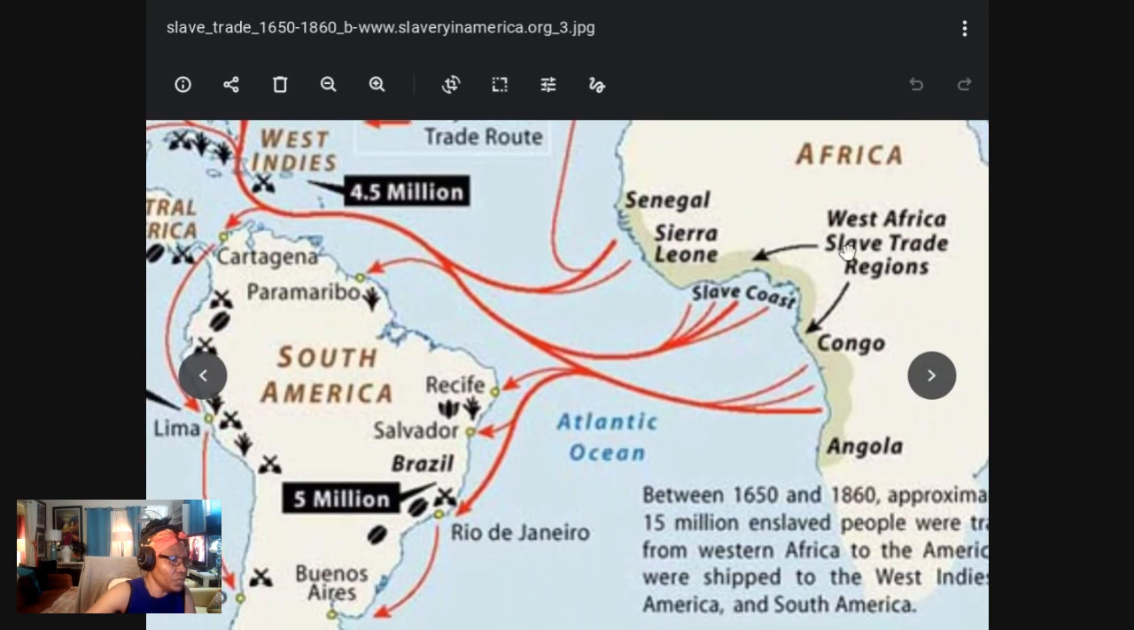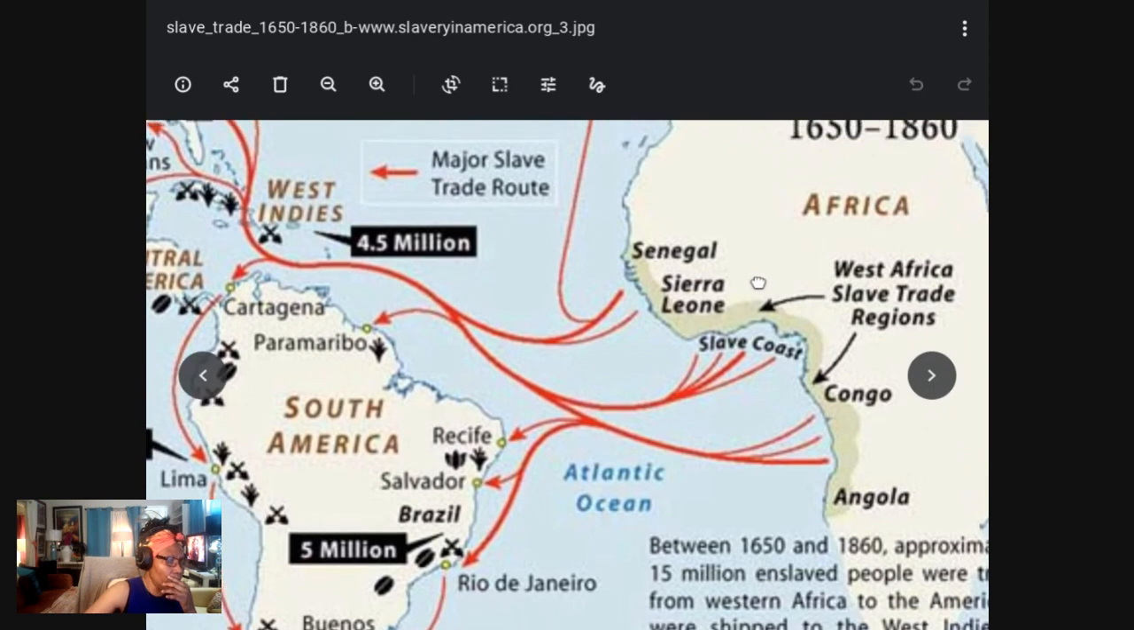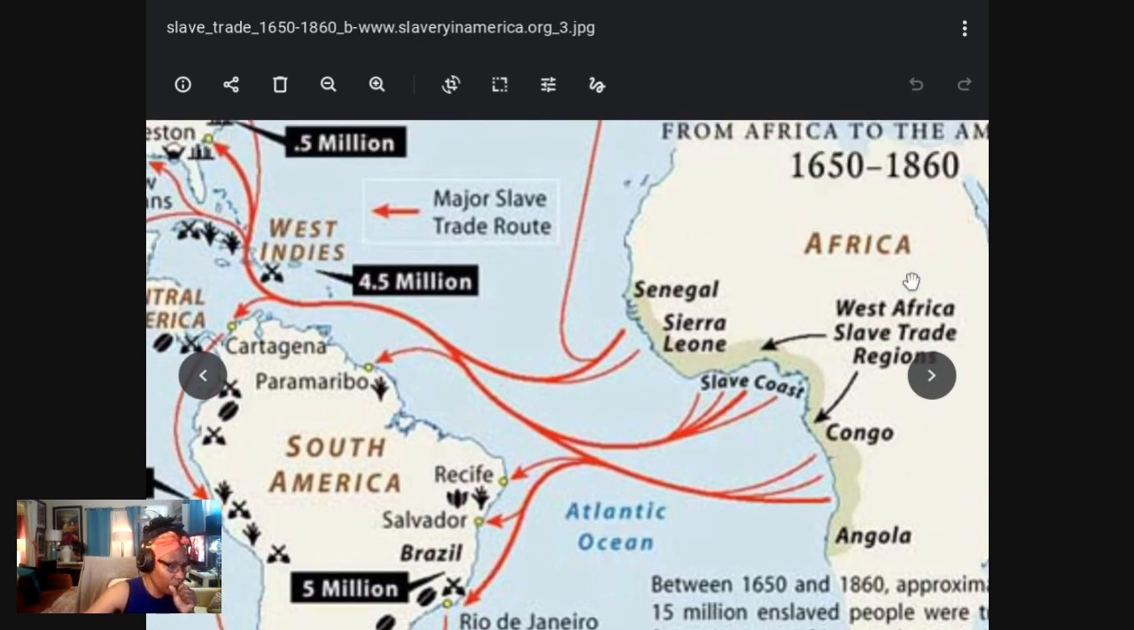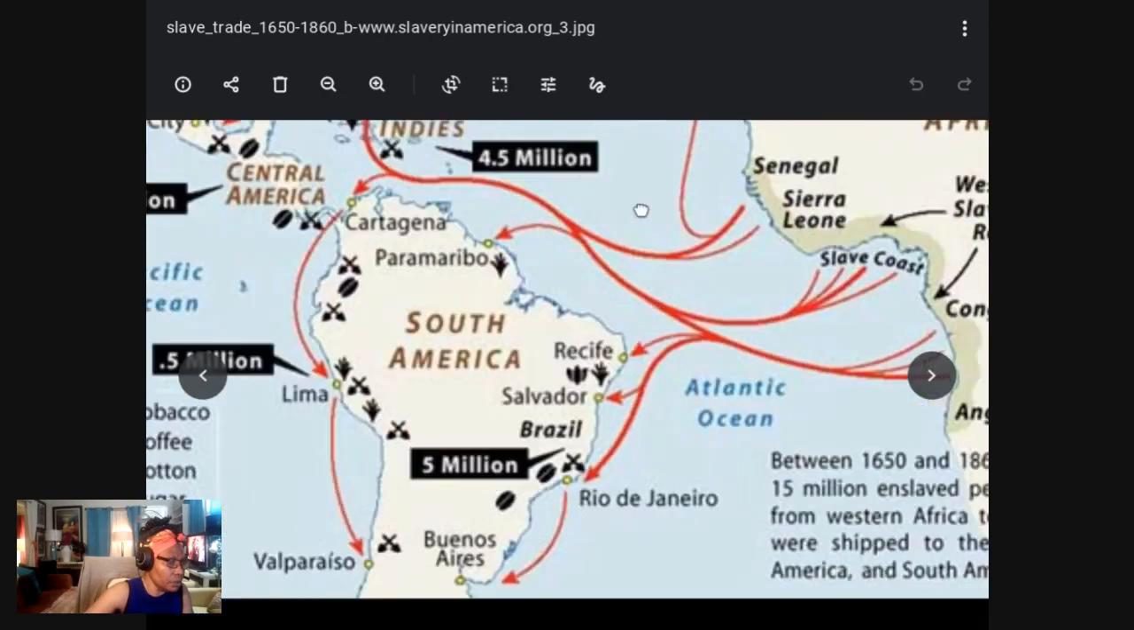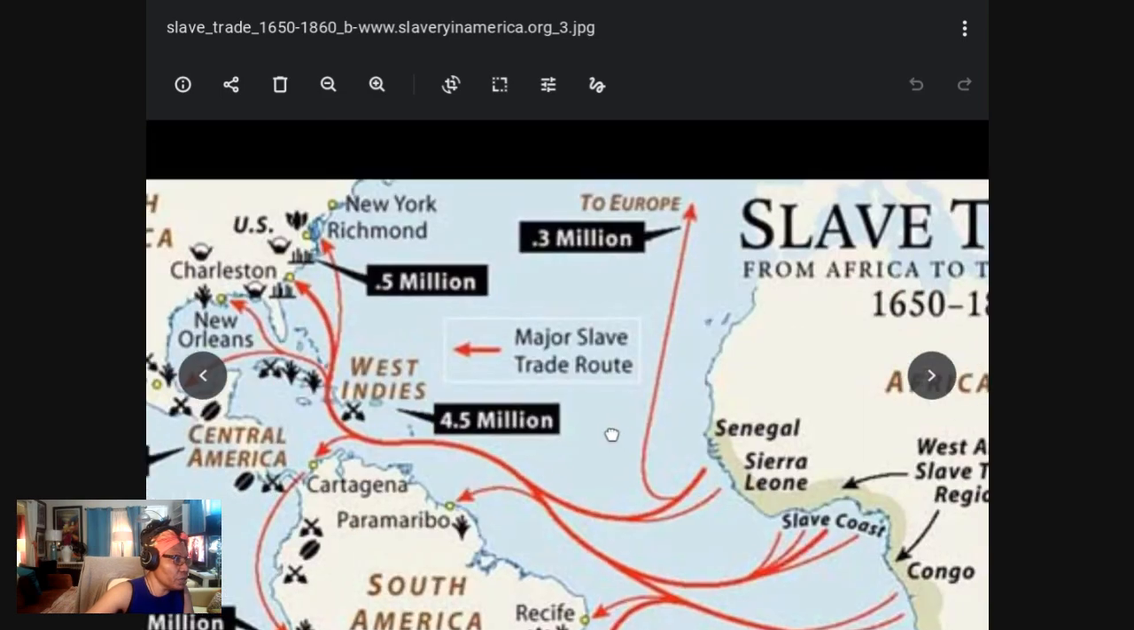Congo, West Africa slave trade region, say Congo. They took them to here, South America, Salvador, Brazil, 5 million. So all this from West Africa. See anything else I'm missing here before I get off?